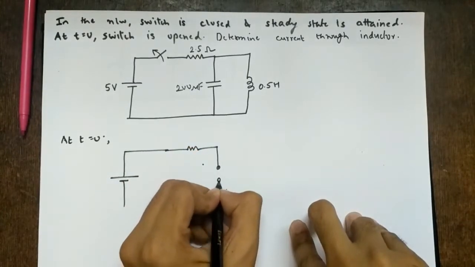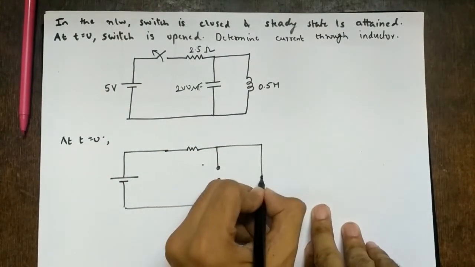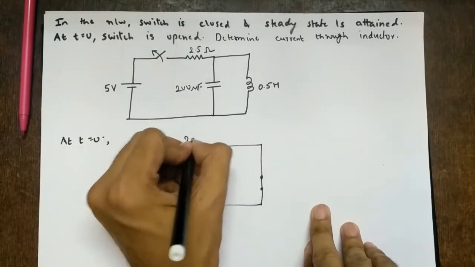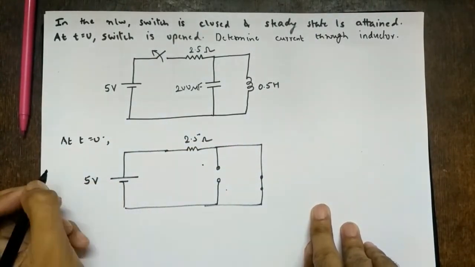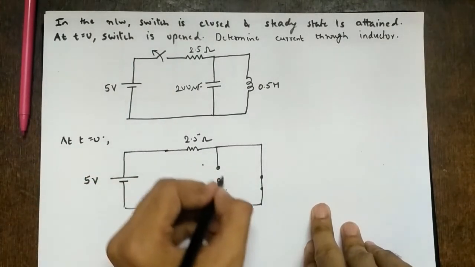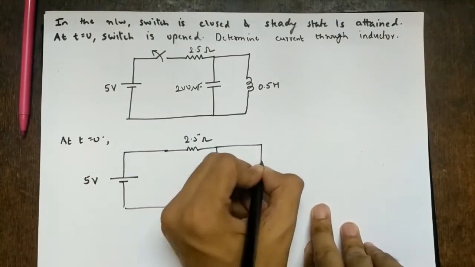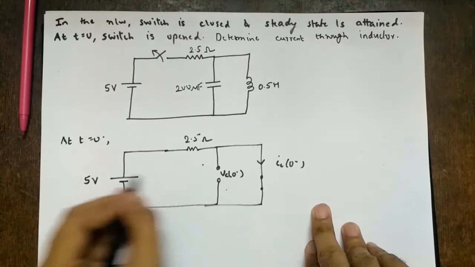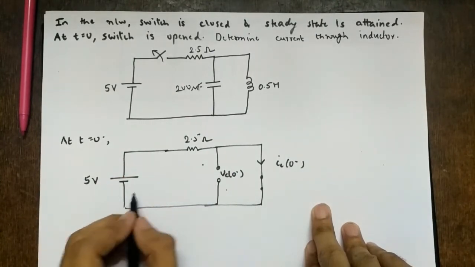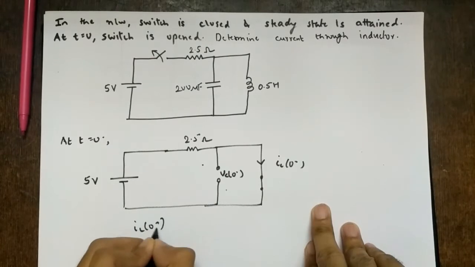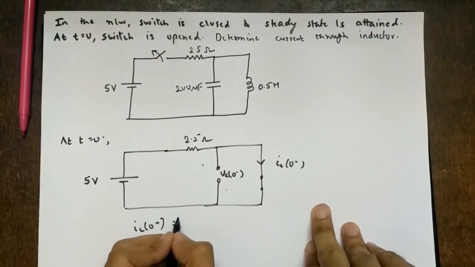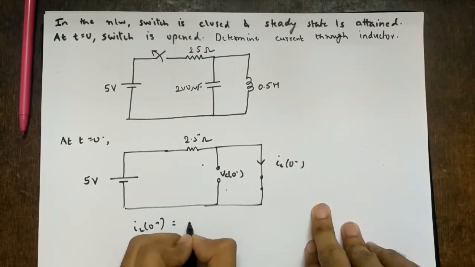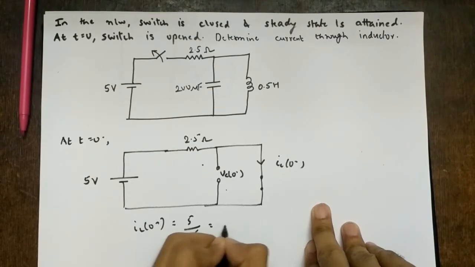So capacitor will act as open circuit, inductor will again be short circuit. So this is 2.5 ohms, this is 5 volts. So what will be the voltage across capacitor? So this is Vc of 0 minus, this is IL of 0 minus, right? So current will flow through the inductor and there will be this drop of 5 volts also, right? So what will be IL of 0 minus? IL of 0 minus will be 5 upon 2.5, so 2 ampere.